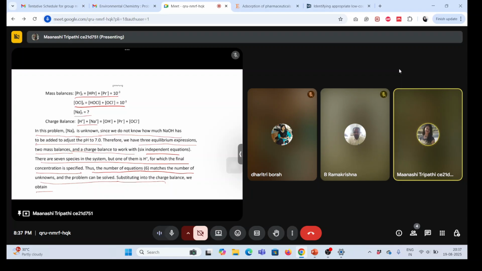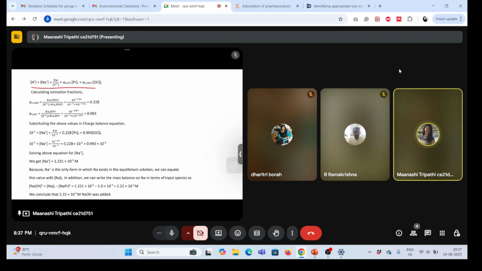Now substituting in the charge balance equation, we are putting all the values in the charge balance equation, calculating the ionization fraction and substituting all the values in the charge balance, we will get the result. Please note this down. It is very straightforward. Note this down.